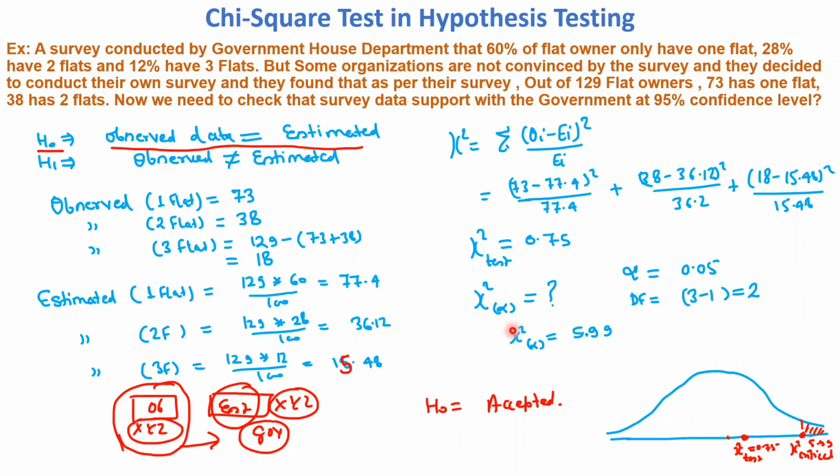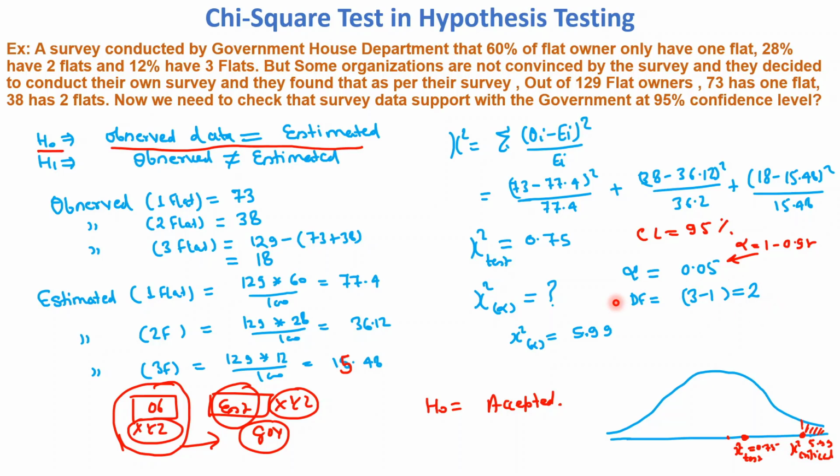Now we need to test the chi-square value at the confidence level. Your alpha is determined by your confidence level. Your confidence level is 95%, so alpha would be 1 minus 0.95, which is 0.05. So alpha is 0.05, and the degree of freedom is the number of categories, 3, minus 1, which is equal to 2. So the degree of freedom is 2.